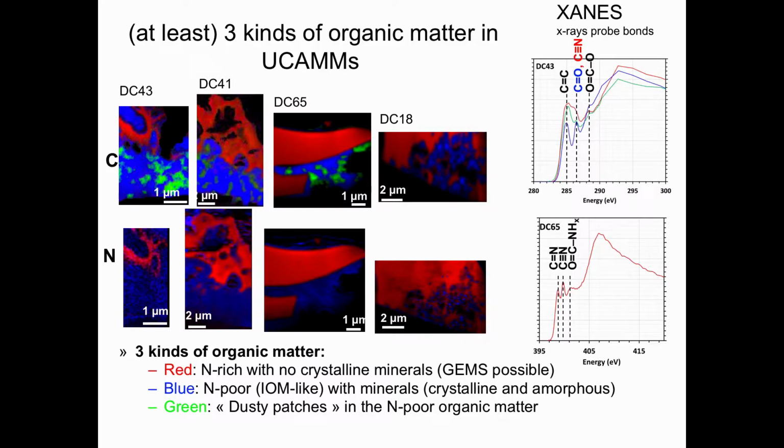So here I'm introducing on the right-hand side a very interesting method to look at the organics. You look at basically the relative contributions and identification of the bonds in the material using X-ray absorption near edge spectroscopy. And what's identified there is a particular feature, C-triple-N, which is very important for prebiotic molecules and is very clearly seen in 2 of these UCAMs.